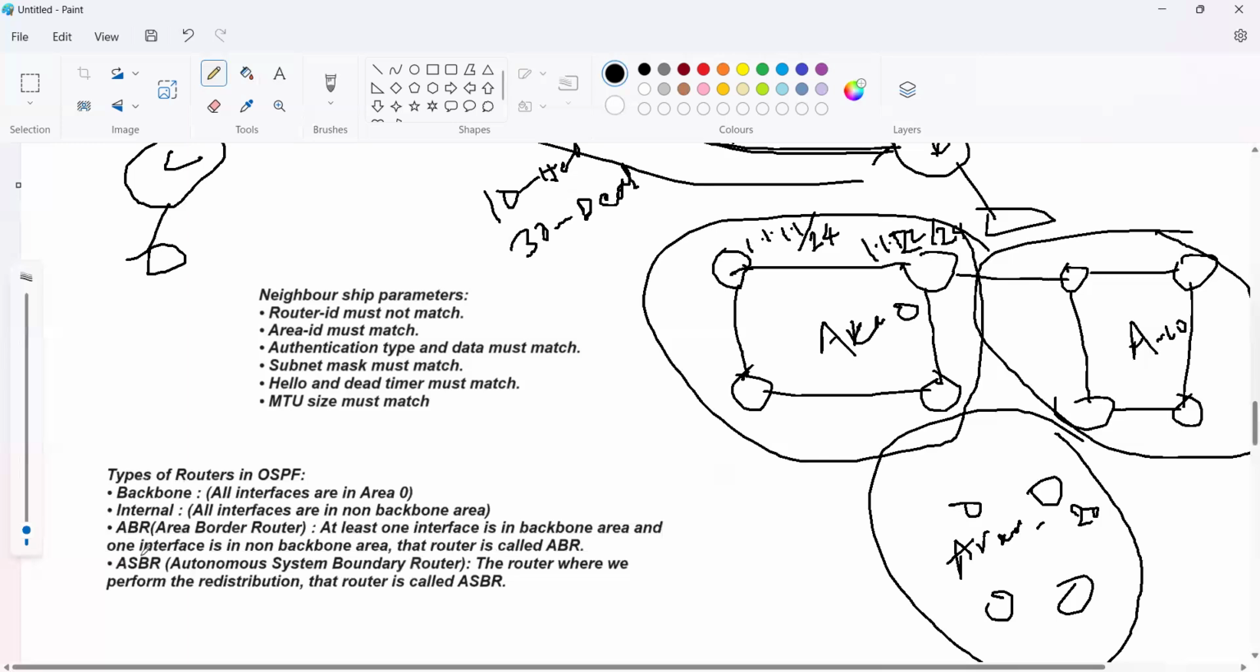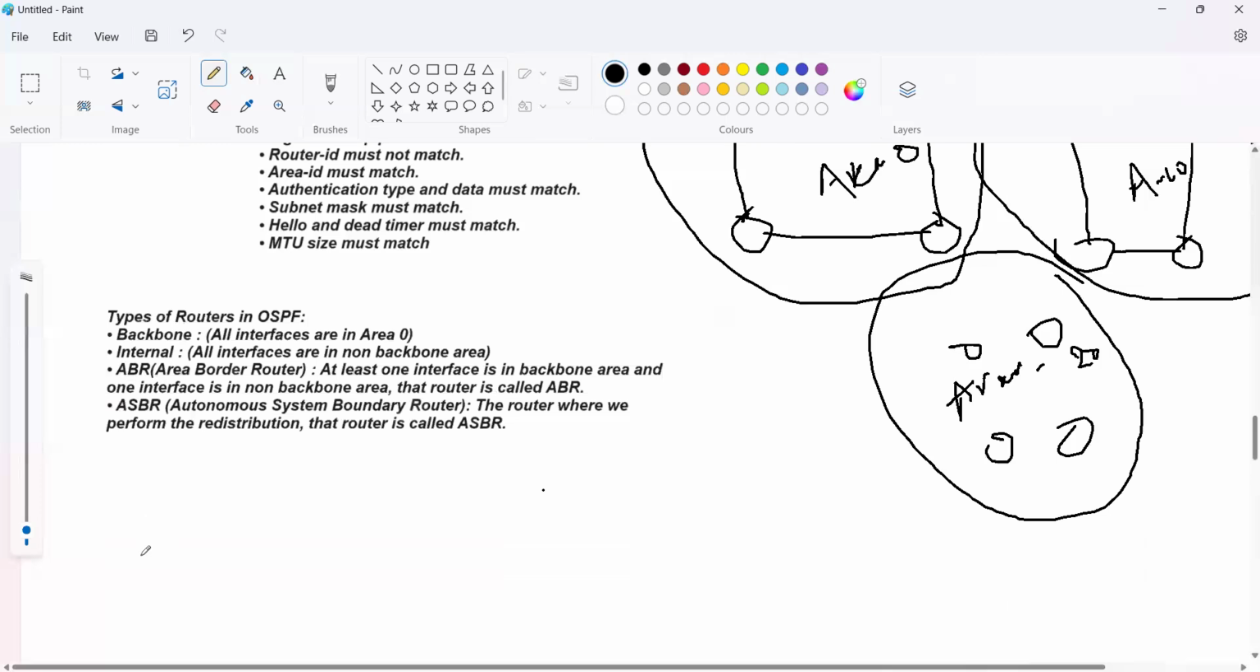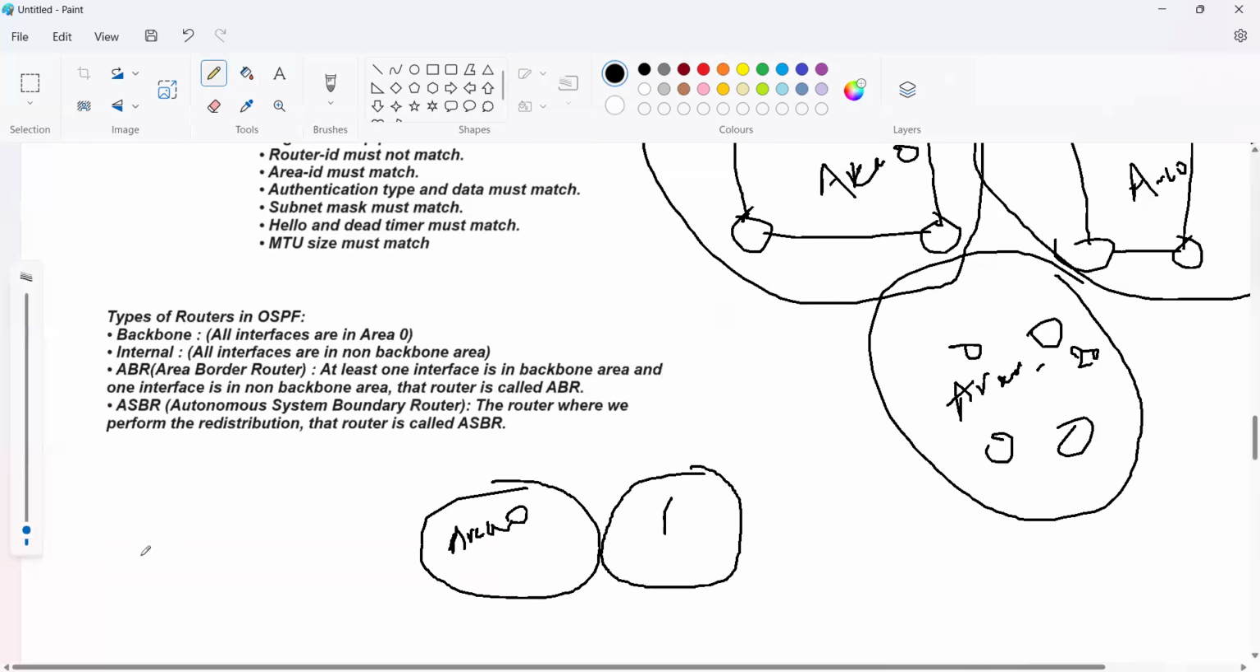So here, this is area 0, you can assume, and this is area 10. Here we have multiple routers again. Likewise, in between, one router is also there. This is a router, and these are area 0 routers. Whichever router is between area 0 and area 10, different areas, we call it an ABR router.